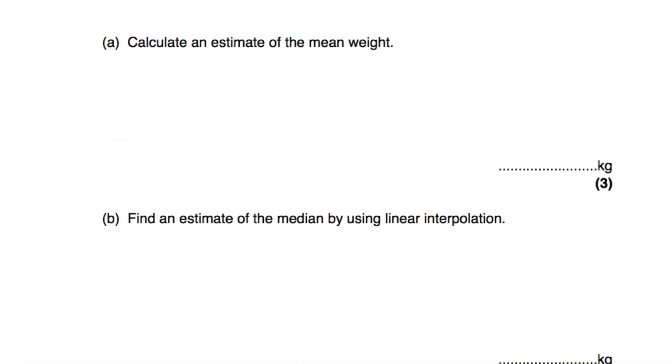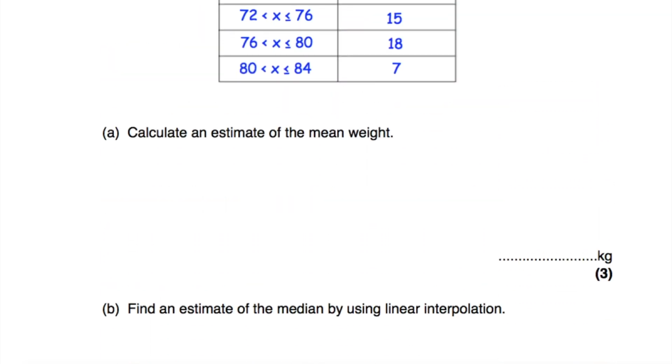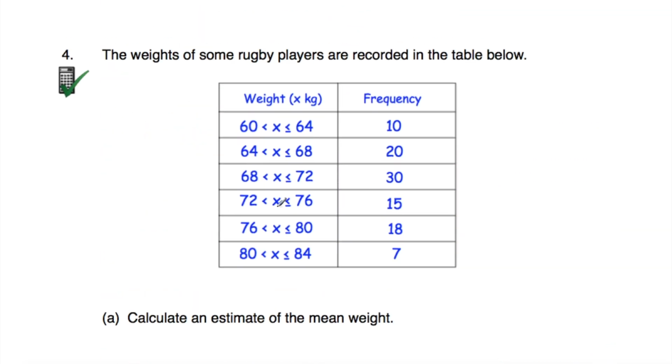So not an estimate for the median, that's going to be part B, an estimate of the mean in part A. So remember, for an estimate of the mean, we do the midpoints times the frequencies to find the FX column. I'm just going to put that on the FX column. Because obviously if you get 10 values between 60 and 64, it would make sense to consider 62 and do 10 times 62, and that would be 620. And that would be our estimate for the total mass of those 10 rugby players, and so on. So we add on our FX column.